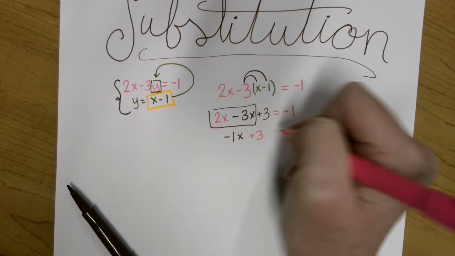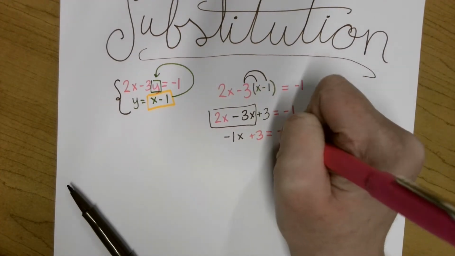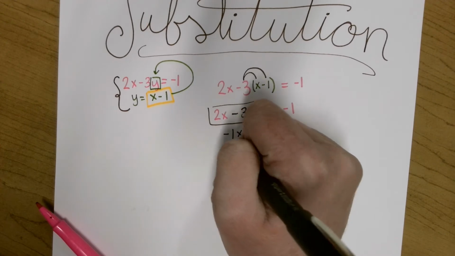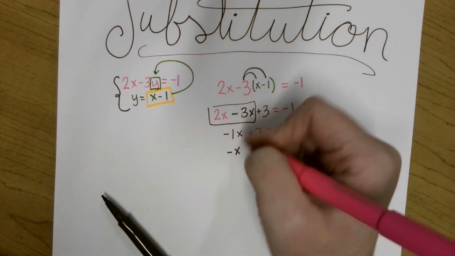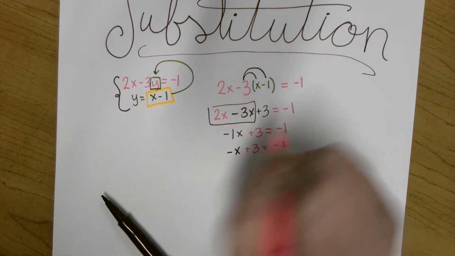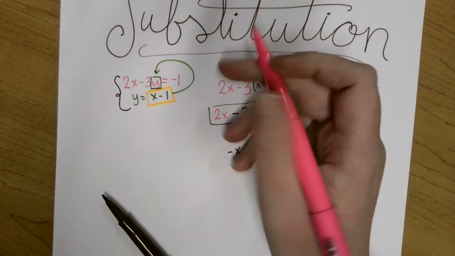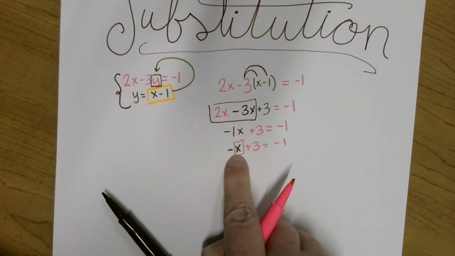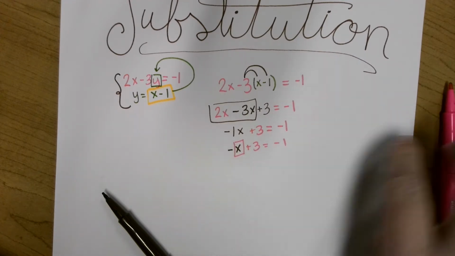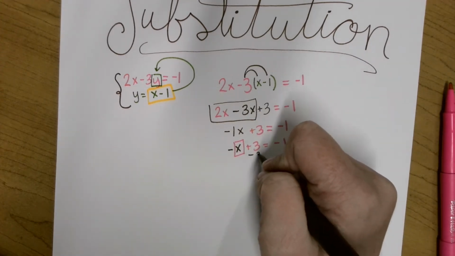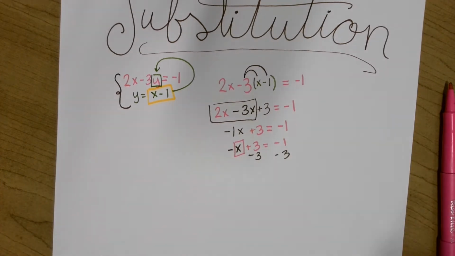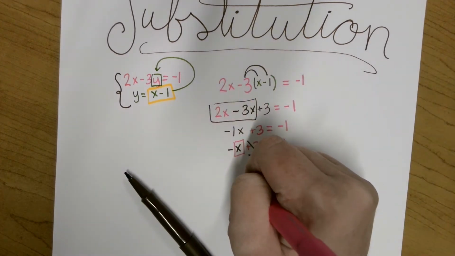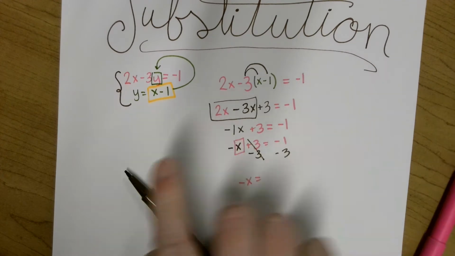Plus 3 equals -1. Okay, so I have this -x plus 3, and really we can just make this -x. It doesn't have to be -1x. So I need to get the x by itself. Now, when I say that, that's away from the negative as well. So what I'm going to do is, let's get rid of this 3. So +3 cancels with a -3. 3 minus 3 cancels, and I'm left with -x equals -4.